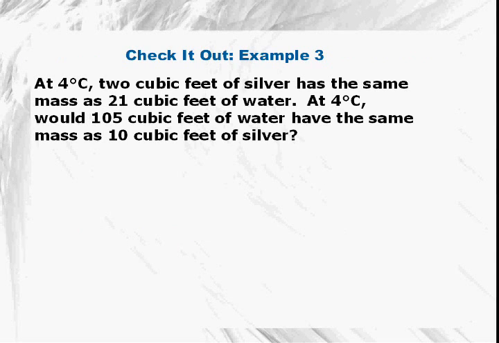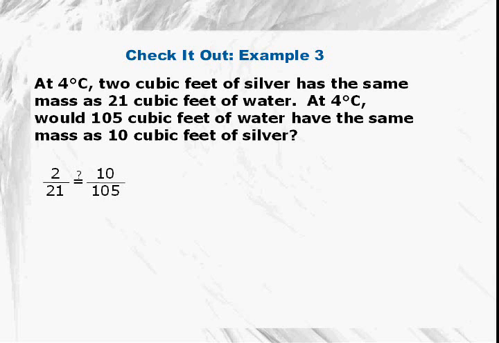So, here's another example, same idea. All I did was change the numbers. Let's see if you can do this on your own. So pause the video. First thing you need to do is set it up. At 4 degrees Celsius, 2 cubic feet of silver has the same mass as 21 cubic feet of water. So 2 to 21, silver to water. At 4 degrees Celsius, would 105 cubic feet of water have the same mass as 10 cubic feet of silver?